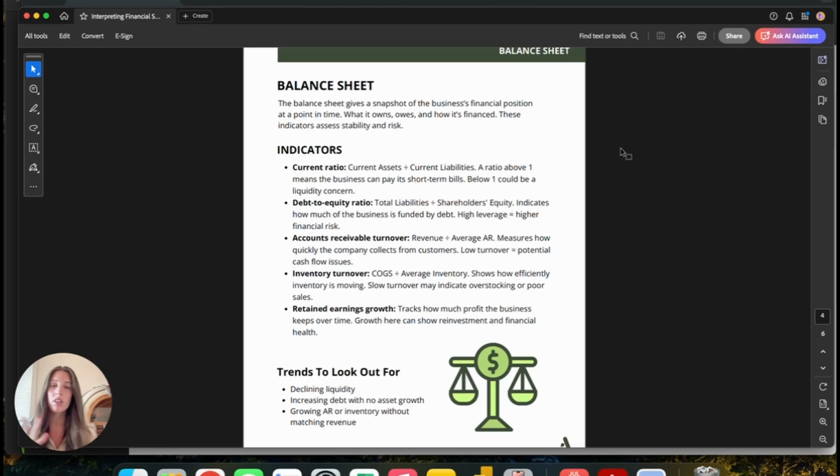And then some overarching trends to look out for is the liquidity of the company. So the current ratio increasing or decreasing? Is the debt increasing without having any assets increasing? And is AR or inventory also increasing, which could signify not collecting on customer invoices and not selling product.